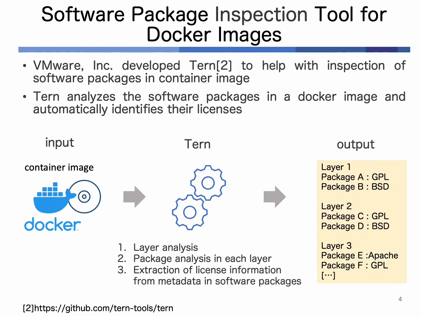VMware developed Tern to help with manual inspection of software packages in container images. Tern analyzes the OSS packages contained in each layer of the Docker image and automatically identifies the name, version, and license of the OSS packages included in the image.